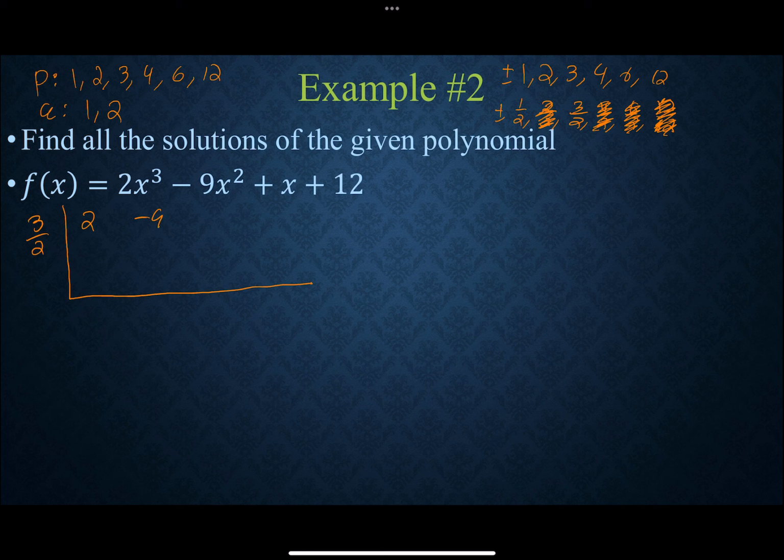So over 2, -9, 1, and 12. Carry down the 2. Since it's a fraction on the outside, you'll find that everything that we'll get will work out nicely. 3/2 times 2 is 3. -6 times 3/2 gives us a -9. That's a -8. That gives us our -12, which is 0, so it worked out.